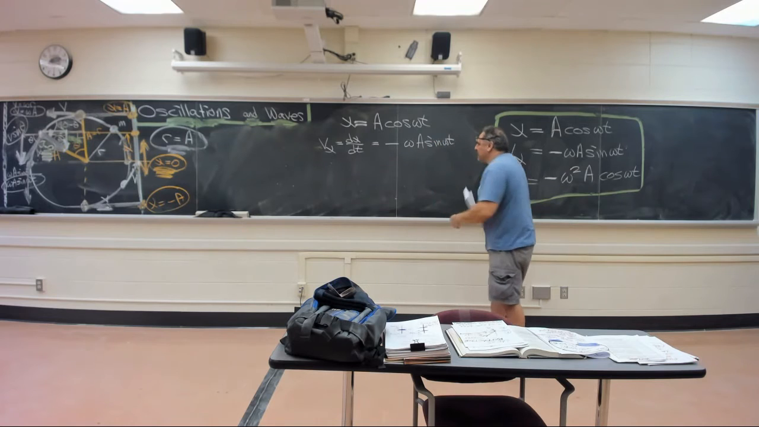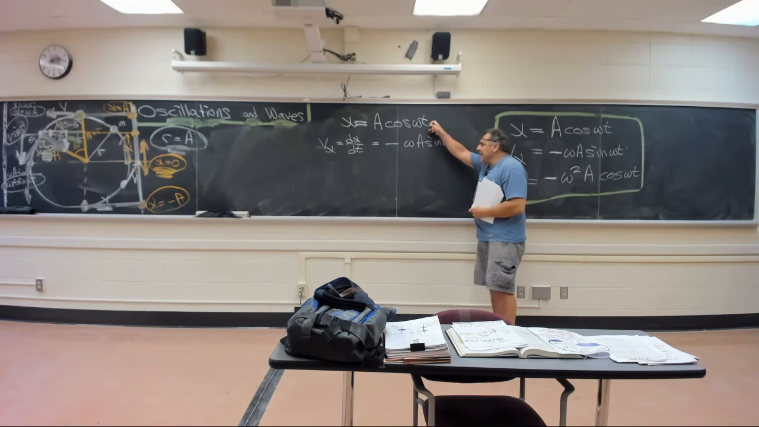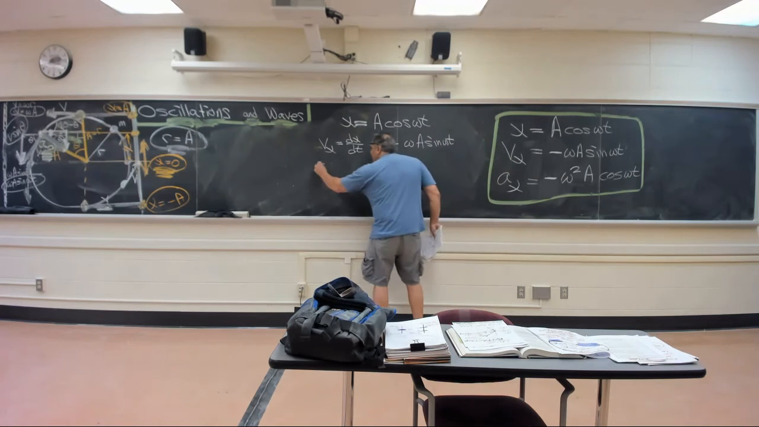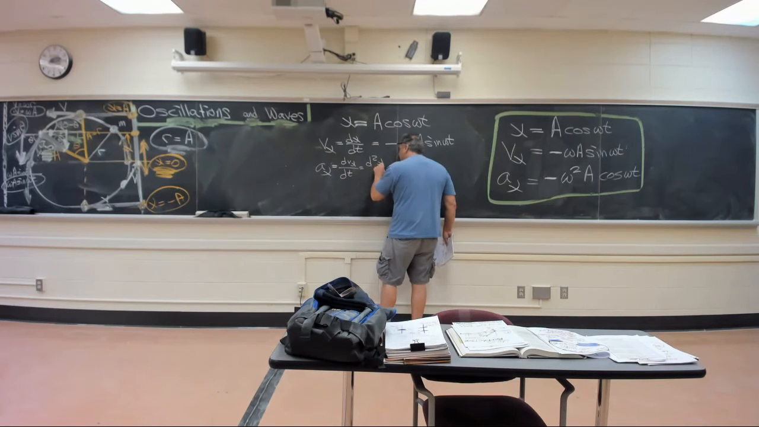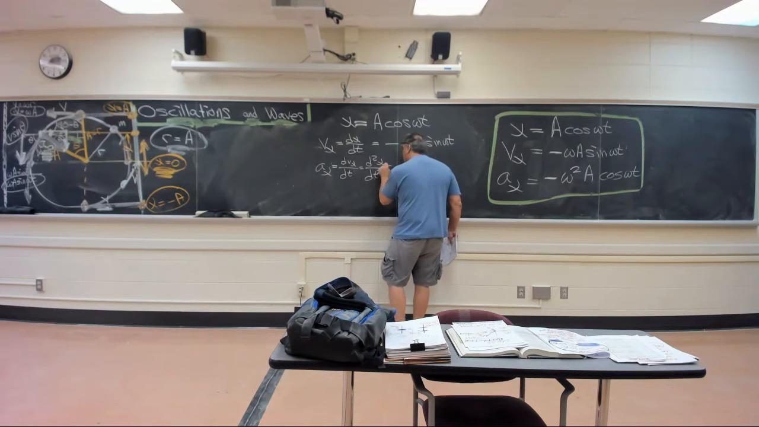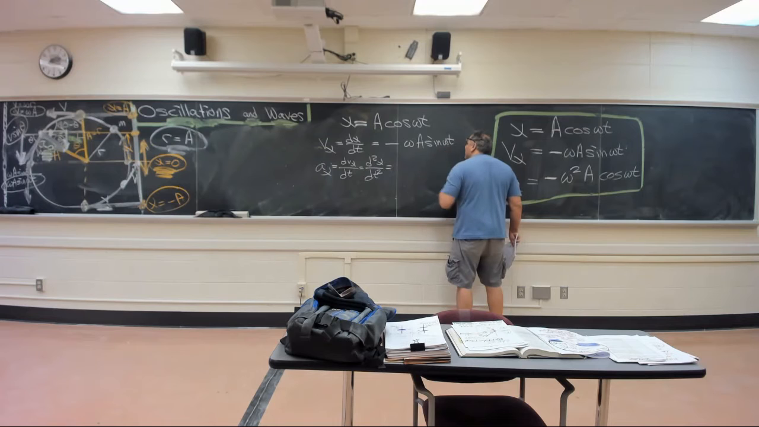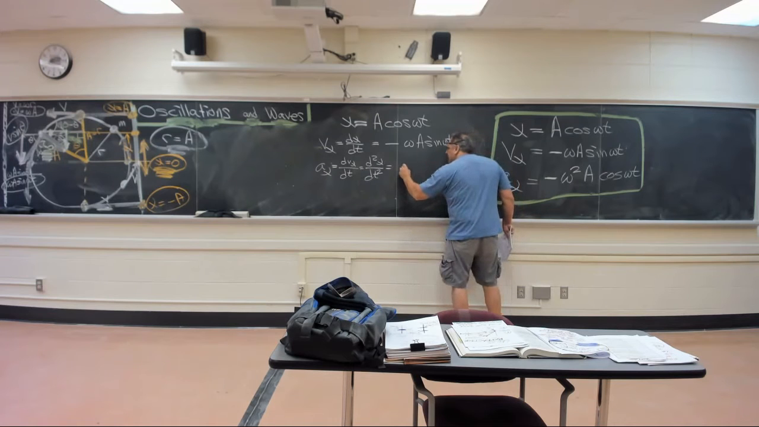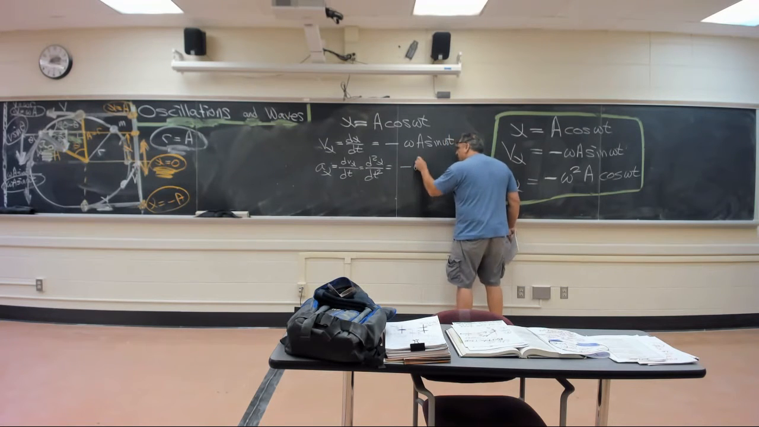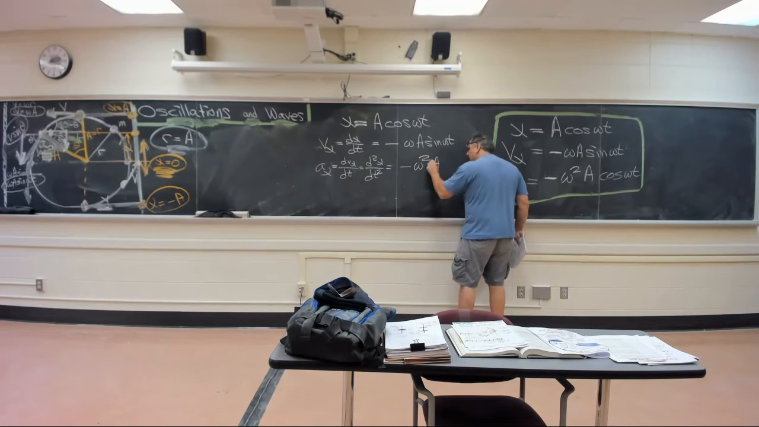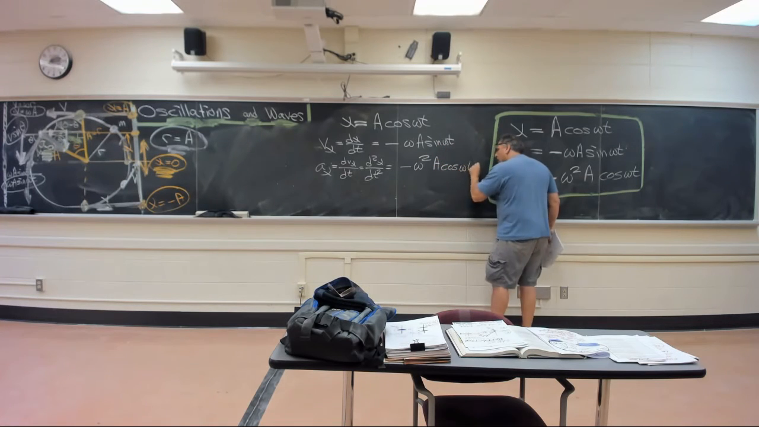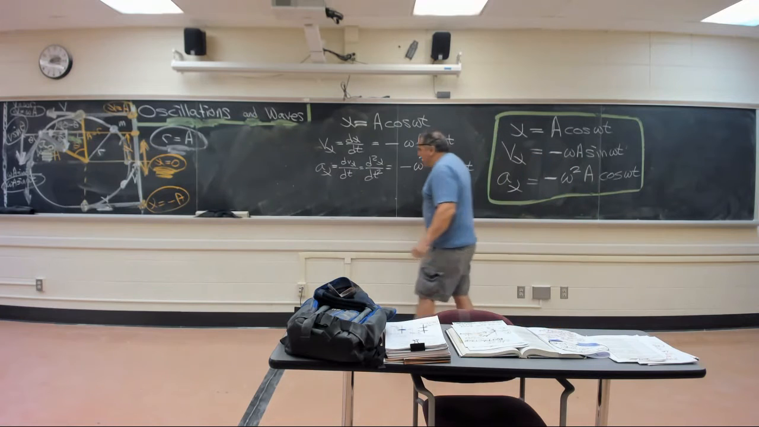Guys, forgive the speech I gave. Take the time derivative of this using the chain rule, and you get down to here. A sub x is going to be dvx/dt. It's going to be the second derivative of this. The derivative of the sine function is cosine. The derivative of omega t is omega. So the negative omega stays, and you put another omega there. And that's what's going on here.